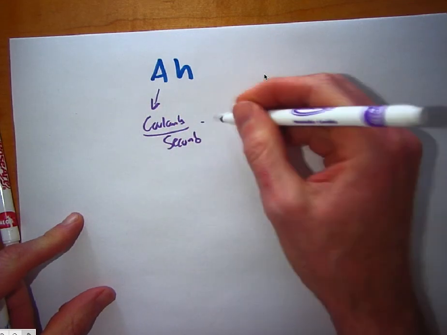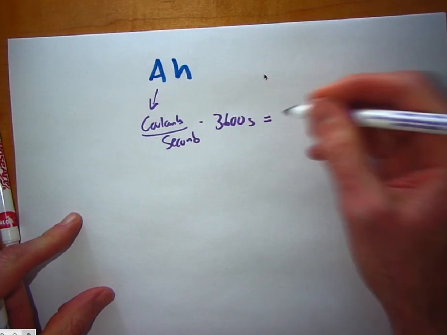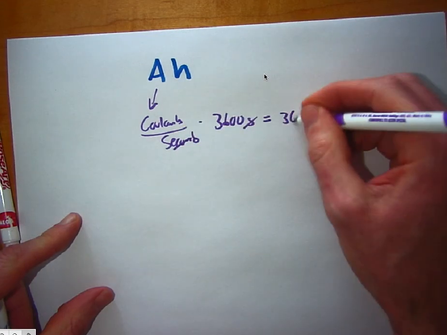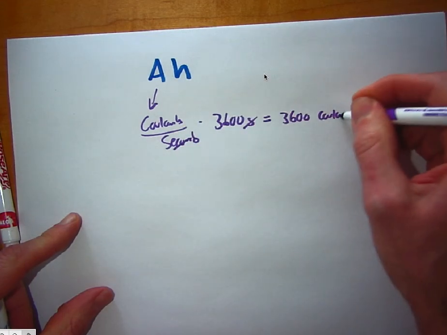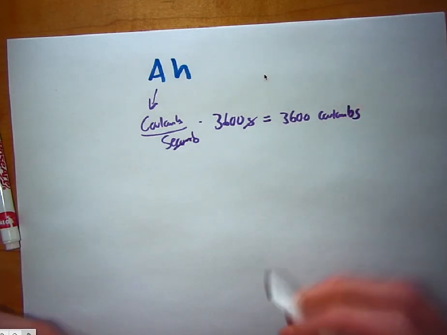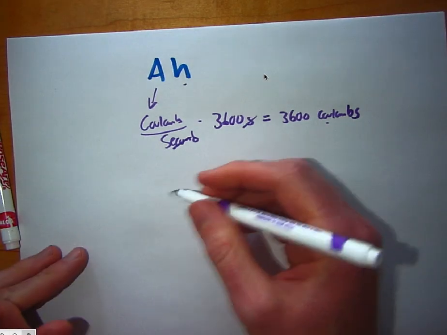And then 1 hour, of course, is 3,600 seconds. So the seconds are going to cancel away, and I'm going to get 3,600 coulombs. So it's actually an amount of charge. So why would you use amp hours instead of using coulombs? Well, let's do an example.